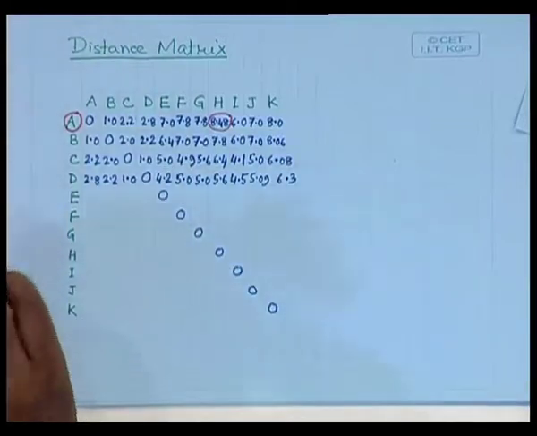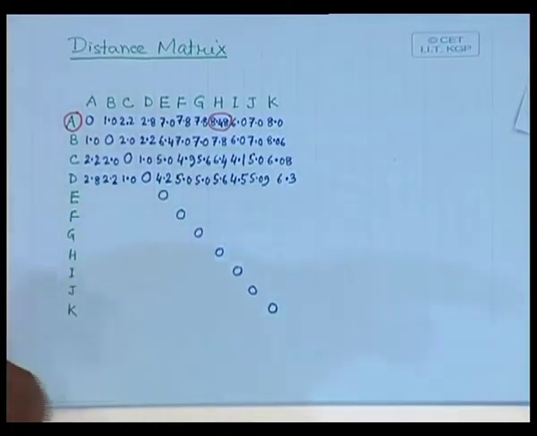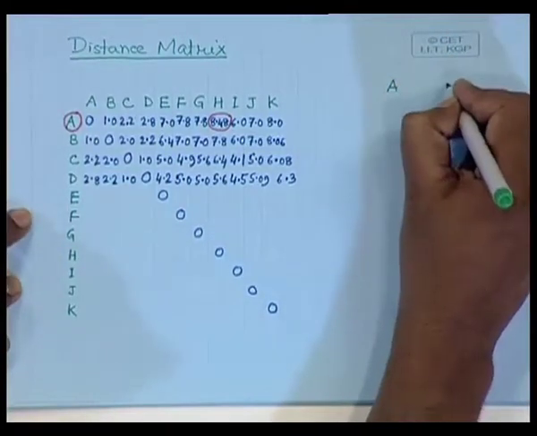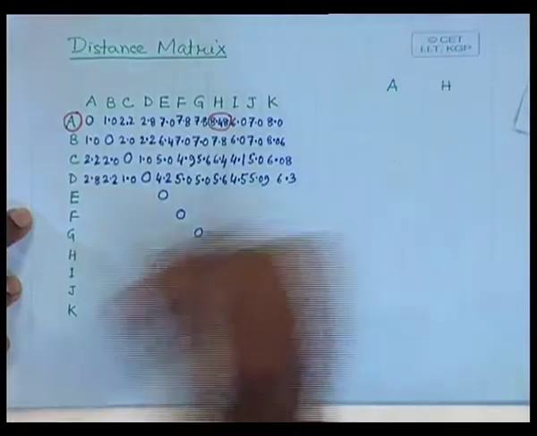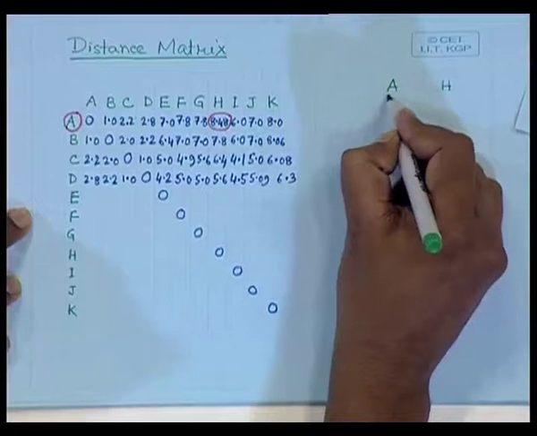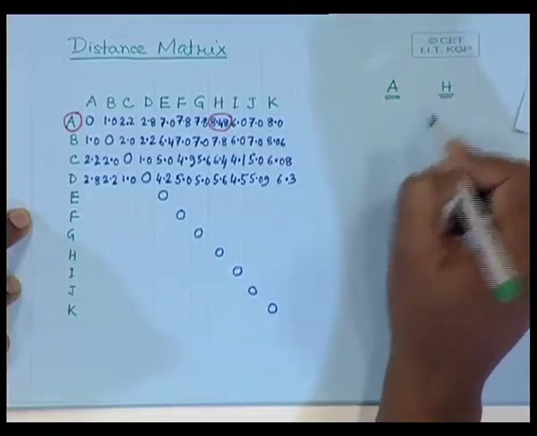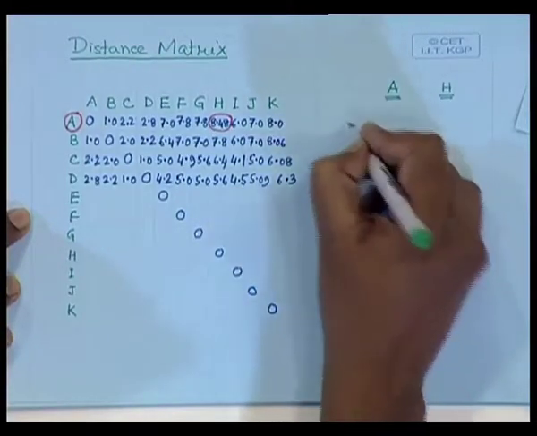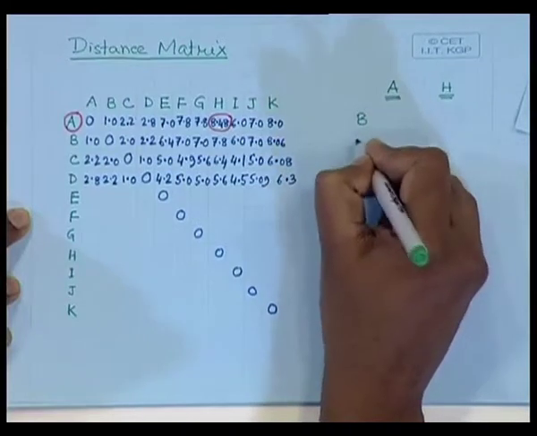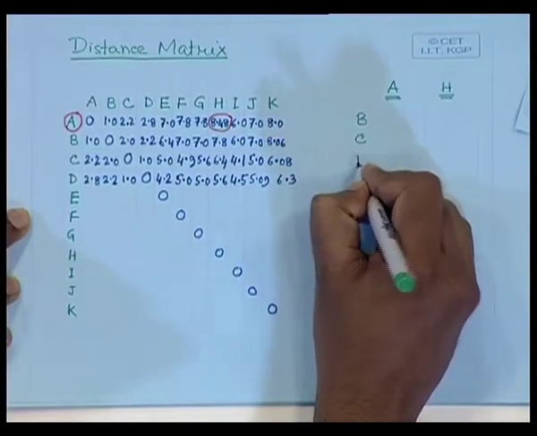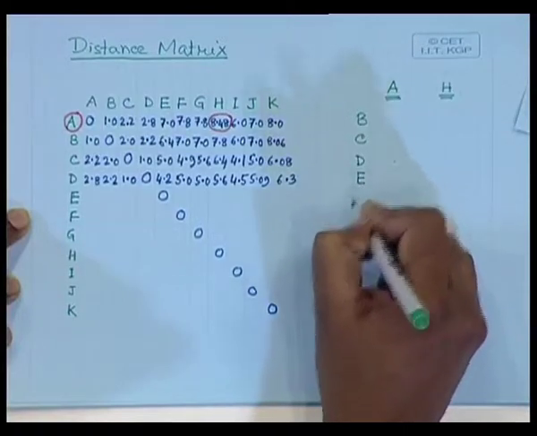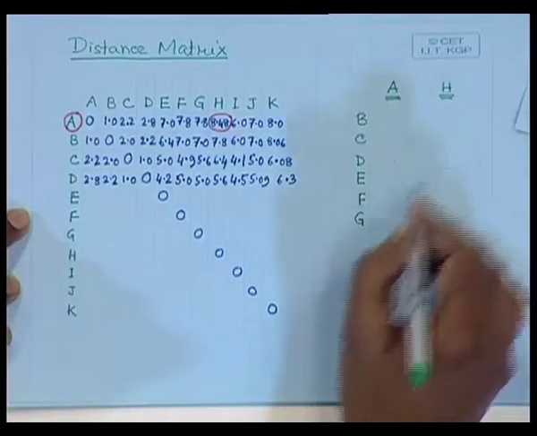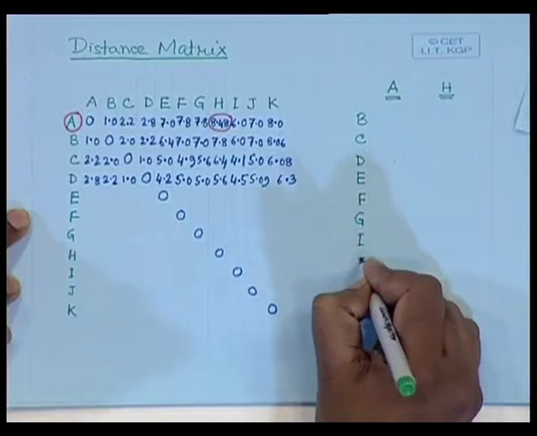So, the first cluster center that I have is the feature vector A, and the second cluster center is the feature vector H. Okay. So, once I have these two cluster centers, I have to compute the distances of all other points from these two cluster centers. So, other points that I have are point B, C, D, E, F, G, H is a cluster center, okay. Then I, J, K.